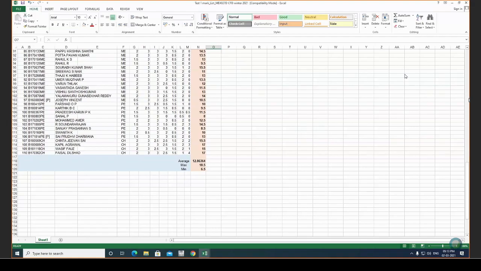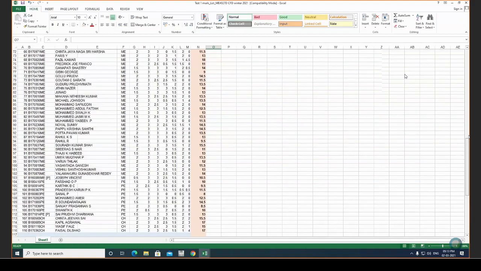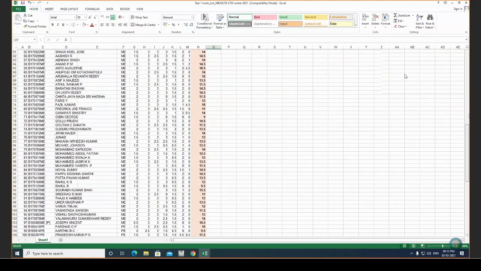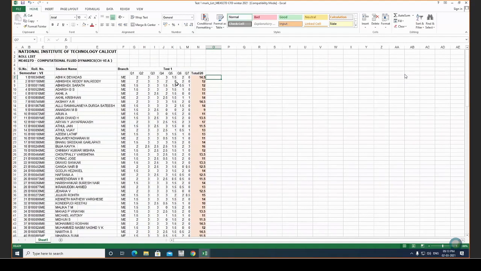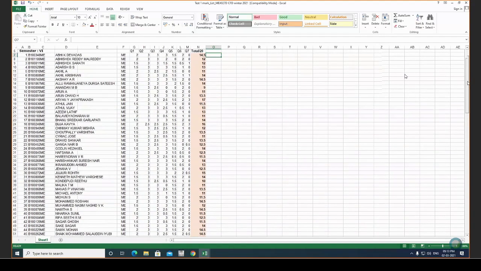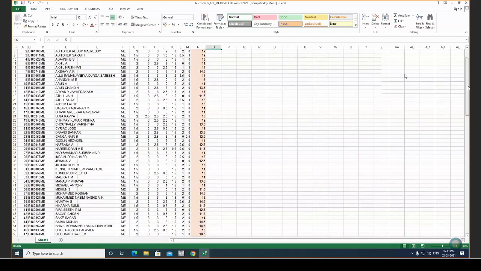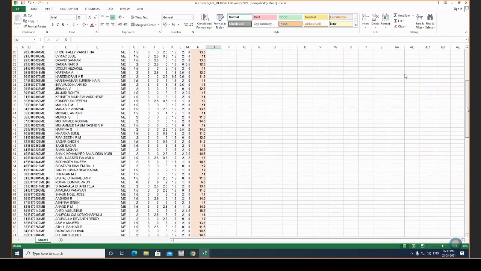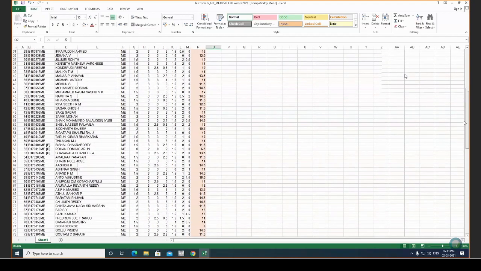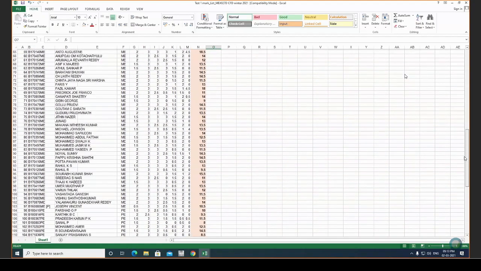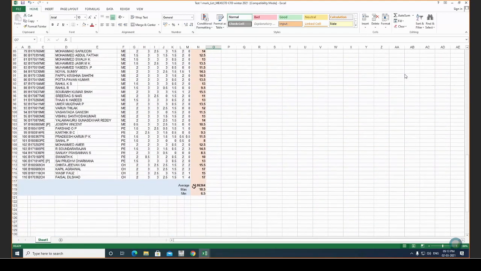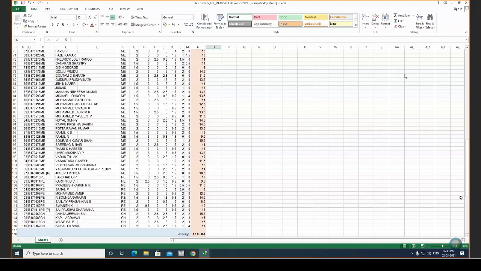Okay, I just want to show you the marks obtained by the students. These are the marks obtained by the students in test 1: 14, 12, 12, 11, 9. I'm just showing them, and then I can email them to the group leaders. The average is around 12, the maximum marks are 18 and the minimum is 6.5, out of 20.